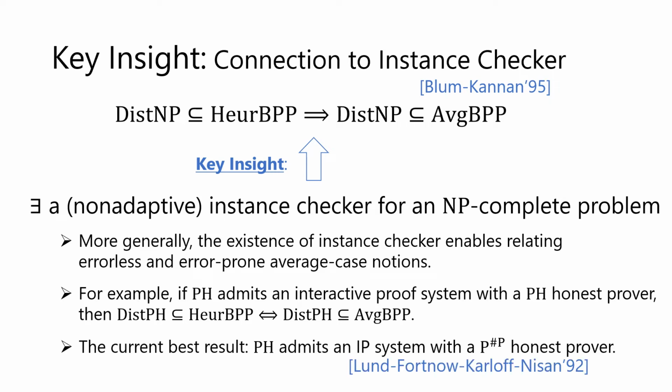Currently, what we know about interactive proof system for PH is that PH admits interactive proof system with P to the sharp P computable honest prover. So if we can improve this complexity of honest prover, we can prove the equivalence between two different notions of average case complexity for PH.